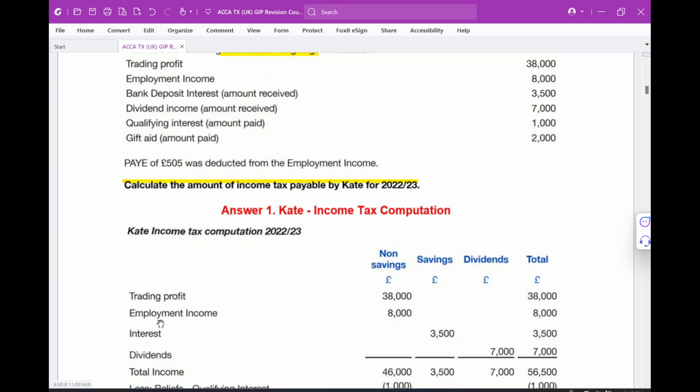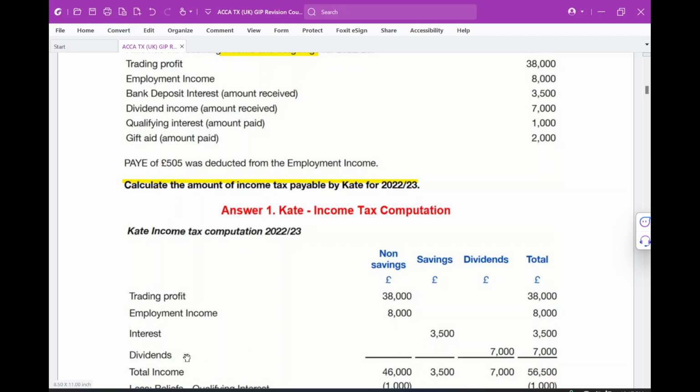Now, in relation to the interest, we recall up top it said bank deposit interest, amount received. Were they trying to hoodwink us there? Were they trying to get us to gross it up? Well, I'm not so sure. But the bottom line is that where an individual in the UK has bank deposit interest received in the 2022-23 year, it is simply received from the bank without any deduction of any kind. So in effect, it is received gross, and it is savings income. Therefore, we're going to simply slot it into the second column, the savings column. So that deals with our third form of income.